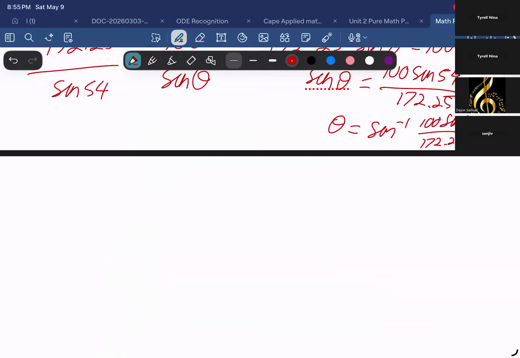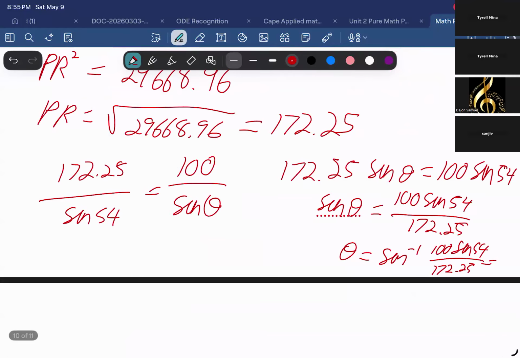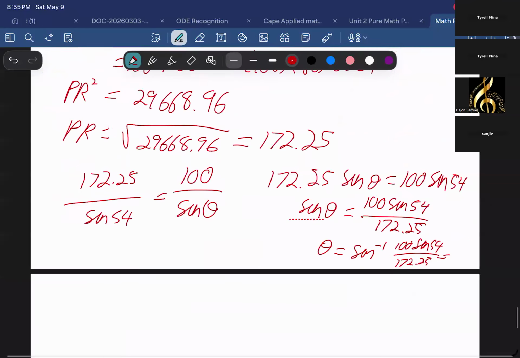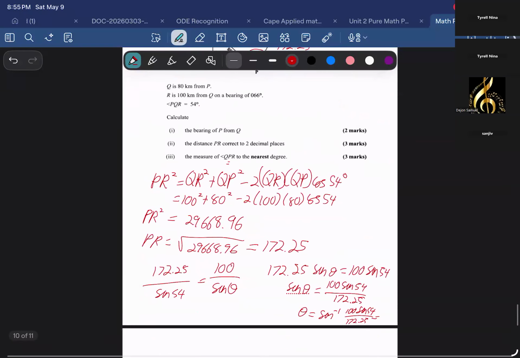Yes, yes, that is correct, right? But there is no circle here. So in the question itself, you are correct to say if they had said that, then you could have done that. But there's no circle here, so we can't make that assumption, right?